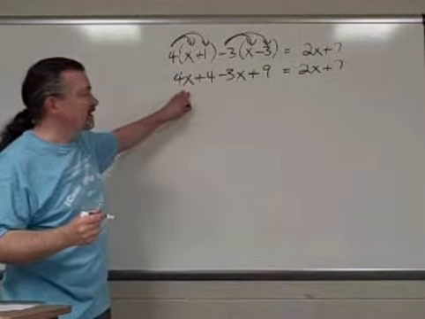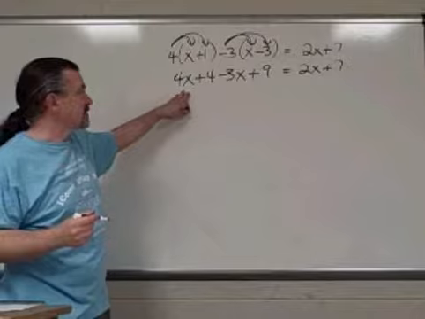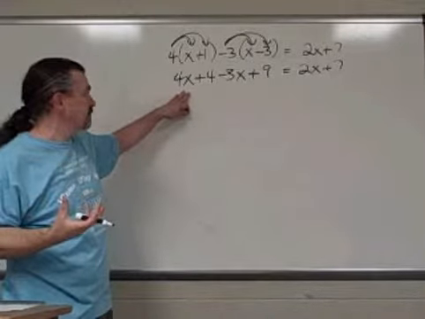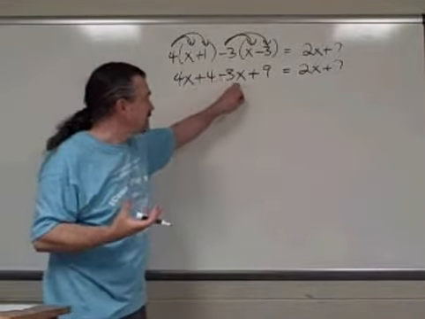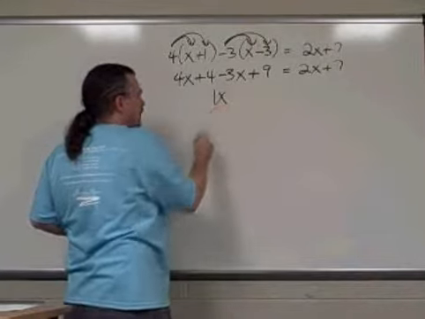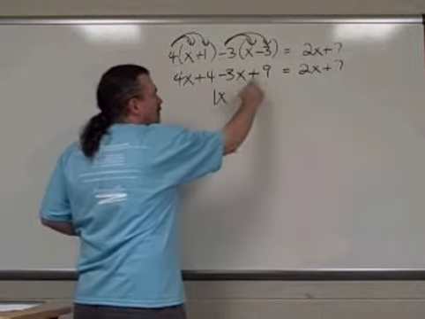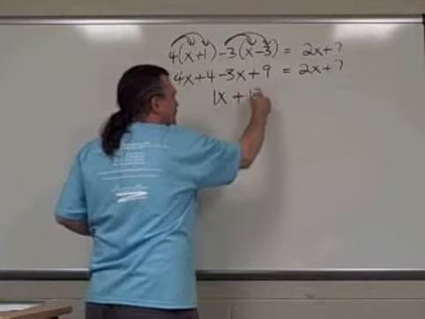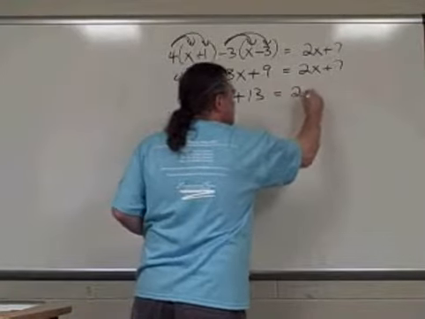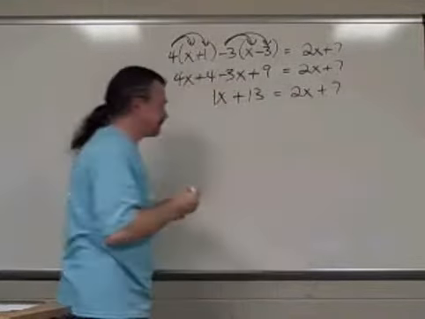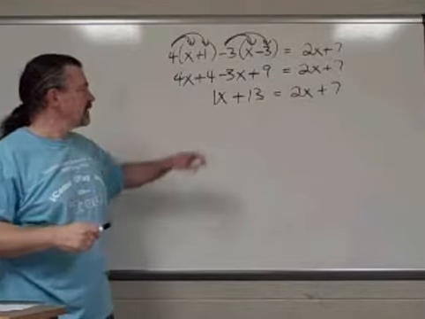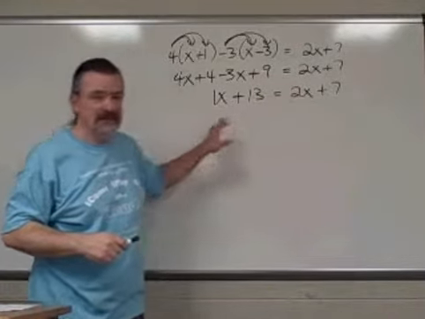Now we should notice that we have like terms that we can combine in this expression to simplify it even further. 4x minus 3x is 1x. Plus 4 plus 9 more, that's equivalent to plus 13. Now the variable's on both sides of the equation.